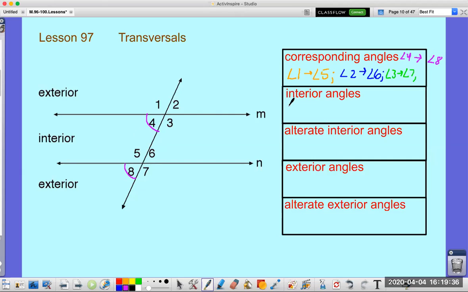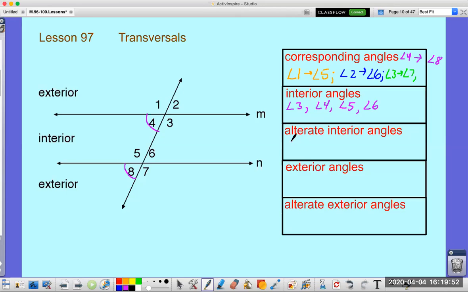Okay. What about the interior angles? List all the interior angles. Go. Should be angle 3, angle 4, angle 5, angle 6. Nice job.